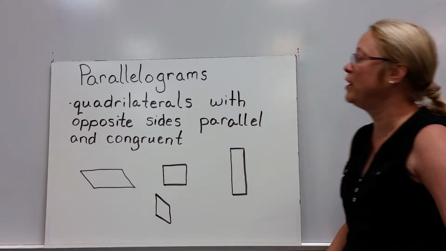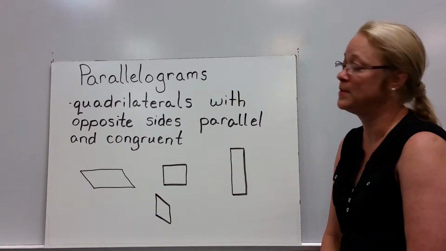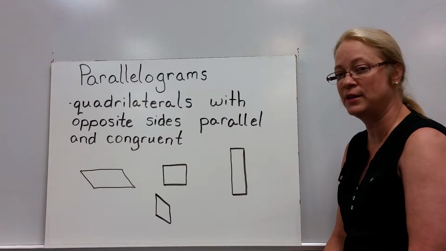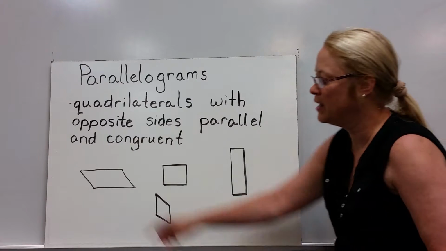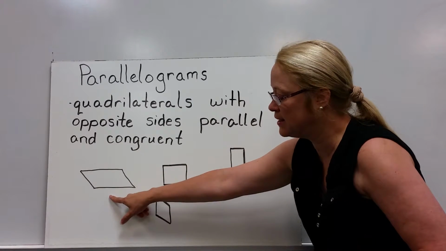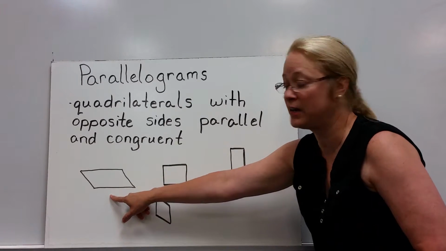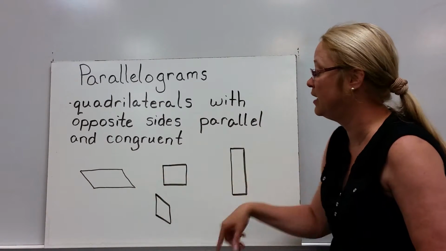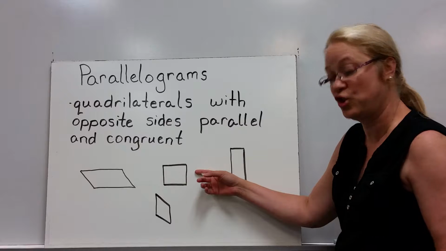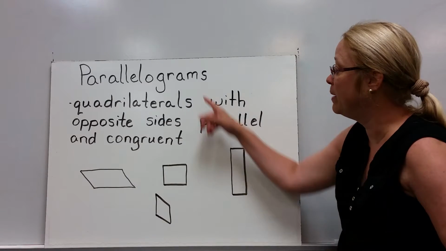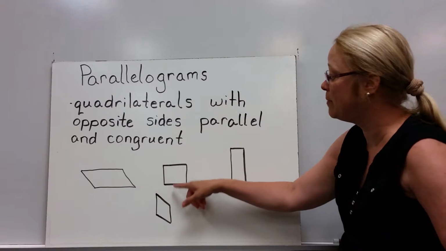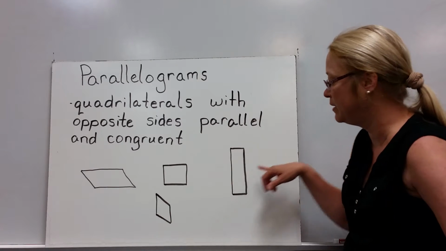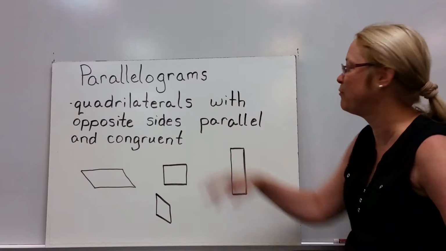The next type of quadrilateral are parallelograms. They are quadrilaterals with opposite sides parallel and congruent. So we're looking at these two opposite sides. Yes, they are parallel and congruent. And also these two must be to fit the definition. Same thing, it could be called many other things, but it is a parallelogram because opposite sides are parallel and congruent. The same with these two for the same reasons.